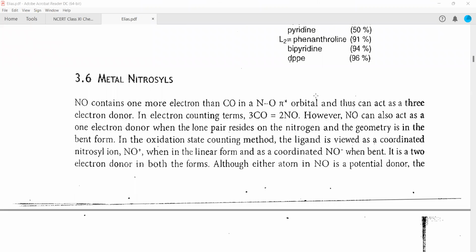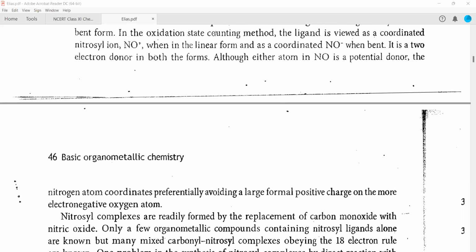Although neither atom in the NO is a potential donor, neither nitrogen nor oxygen, the nitrogen atom coordinates preferentially, avoiding a large formal positive charge on the more electronegative oxygen atom. Nitrosyl complexes are readily formed by the replacement of carbon monoxide with nitric oxide. So when you treat your metal carbonyl complex with nitric oxide, then you can form the metal nitrosyl complexes.